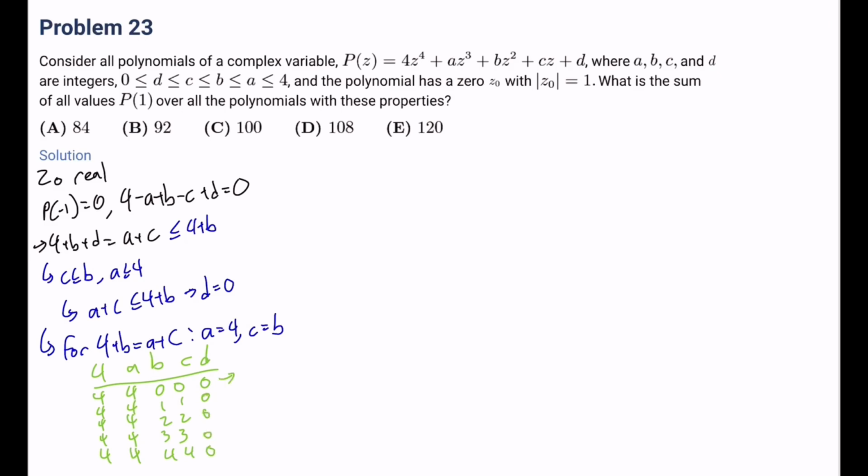And so the sum of these values, that's going to be 8, and then this is going to go as 10, 12, and then 14, and then 16. If we sum these up, this is going to be 60. So that's 1.